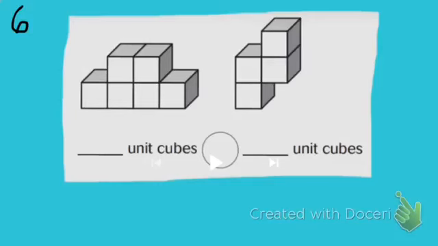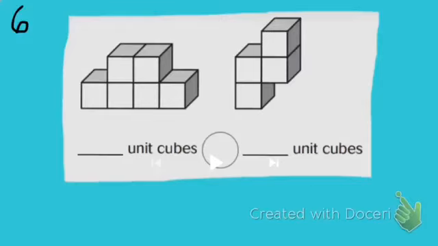And example number 6 is yet another type of problem you may see. You have to see how many unit cubes were used to make each of the figures, and then you have to compare with greater than, less than, or equal to. So let's take a look at the first figure on the left-hand side. Which perspective should you use, which view, to count all of the unit cubes?